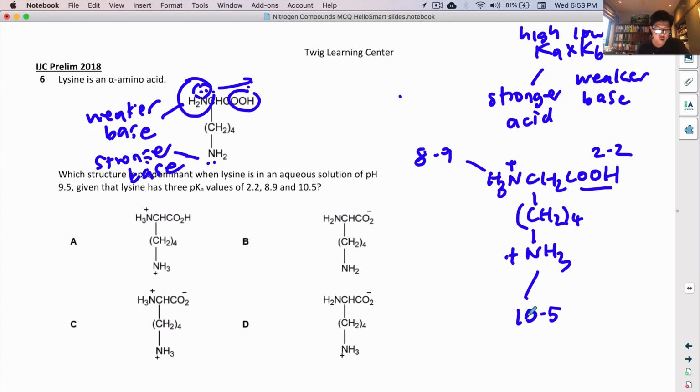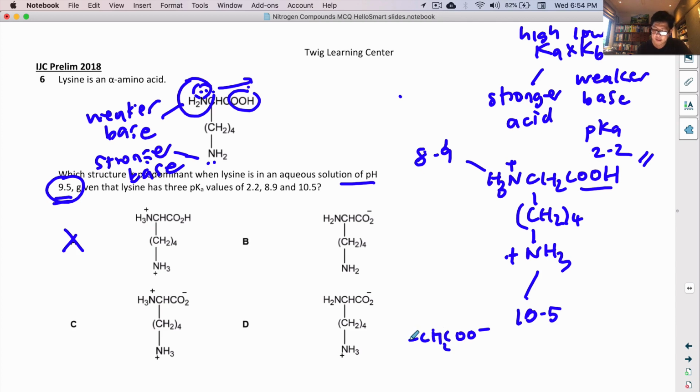Okay, they ask which structure is predominant when lysine is in an aqueous solution of pH 9.5. I'm going to do it one by one. If the pH is 9.5, which is greater than this pKa, it means the medium is quite basic. So this will exist as COO minus. So I'm going to eliminate A already.